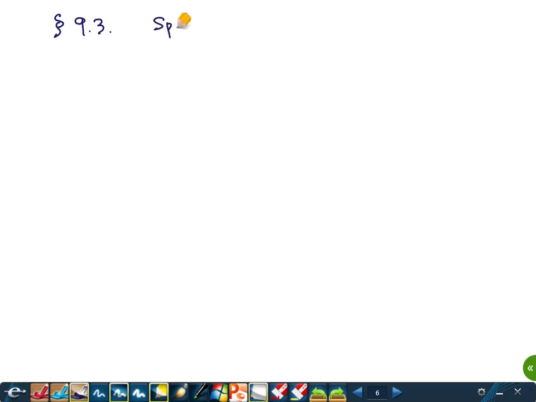Spanning tree. Spanning trees. Suppose that G is a graph. What is a spanning tree?